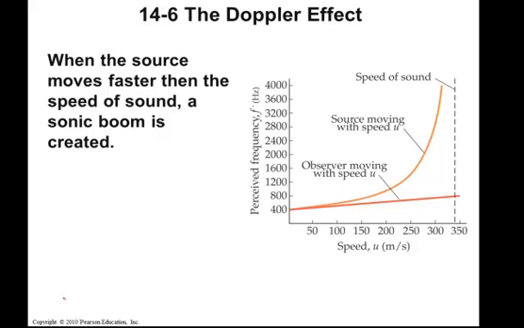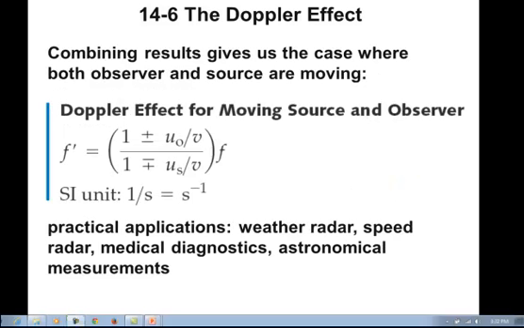Okay, when the source moves faster than the speed of sound, we can hear a sonic boom. This is a graph showing the perceived frequency and the speed. And there is a video that I'll probably show you in class about sonic booms. This equation you can use if you have both a moving source and a moving observer. In that case, you can see it's both equations together. One time we had it on the top, one time it was the bottom. So this is both the observer and the source moving.